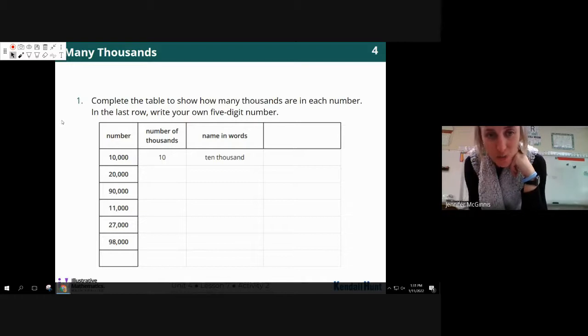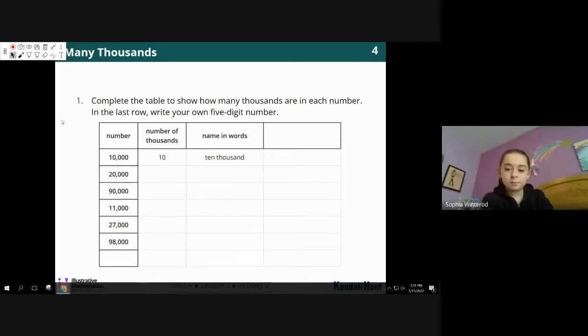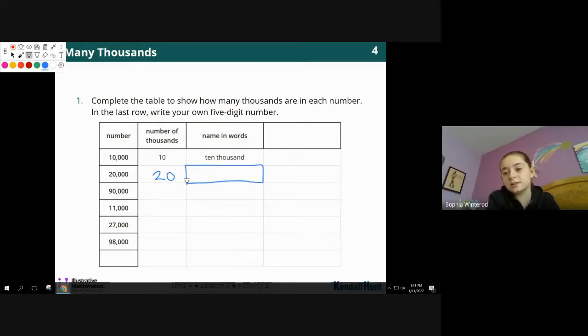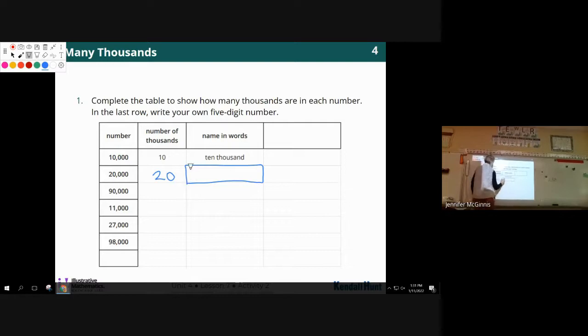All right, so let's work on this together. Number of thousands for 20. What number are we going to write in that number of thousands section? Sophia? 20. Good. We're going to write a 20 here. And what are we going to write in this box? 20,000s. Yeah. I'm going to write 20.